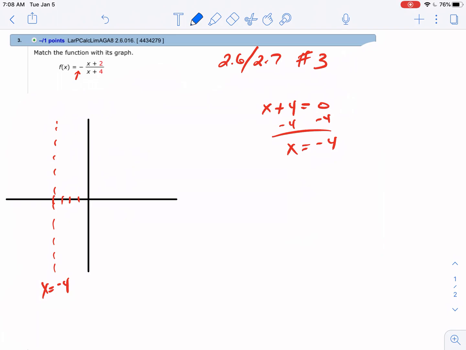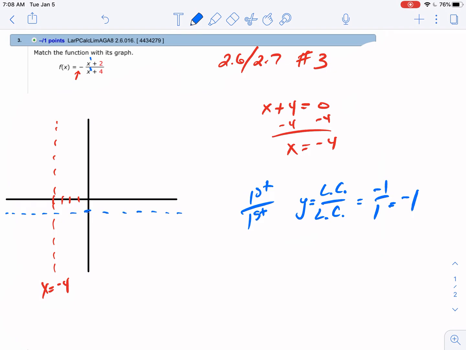Now, on the top, I have an x to the first power, and on the bottom I have an x to the first power. However, be careful because there is the negative sign, so technically one of them has a negative 1 in front, so let's just call it the top. If I have a first over a first, then what I do is what I call the leading coefficient rule, so LC over LC, and that's going to be negative 1 over 1 or negative 1. So that means I'm going to go down 1 and put in a horizontal asymptote.